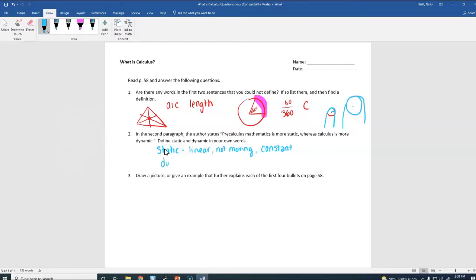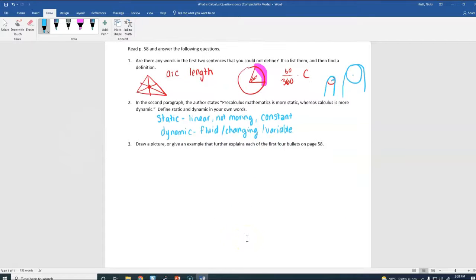What about dynamic? Fluid. Changing. Those are good. Changing. Variable. Right. So those are all possibilities. All right. So you've got 4 things here.